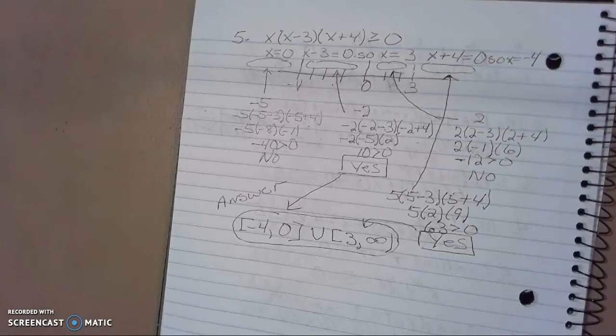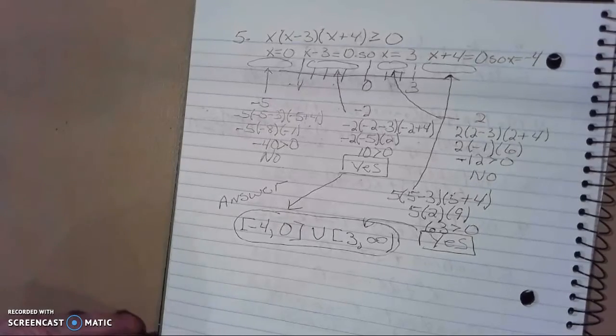Then we went to the interval between 0 and 3. I chose 2, and we put it in, came out as a negative number. So it is not greater than 0. Then the last interval, I chose the number 5 between 3 and infinity, put it in, 5 gave me a positive number. So the last interval from 3 to infinity worked, and the interval from negative 4 to 0 worked. And that's how you write your answer, shown there.